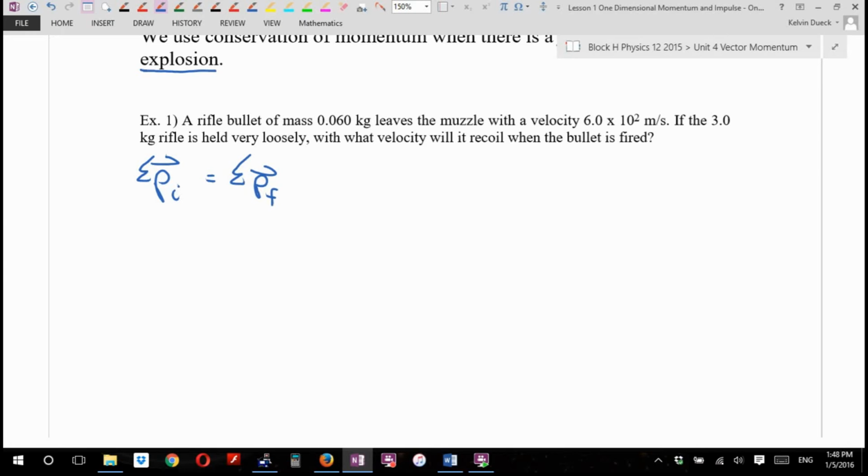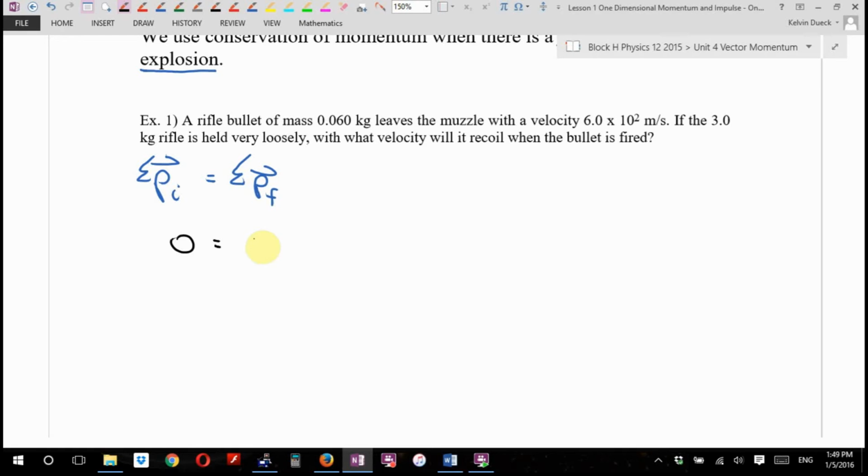And now I break it down. Before the explosion, what was moving? The gun, the bullet, both, or neither? Before you pull the trigger, what was moving? So how much momentum was there before the explosion then, if nothing was moving? Bang! We pull the trigger. After the explosion, what's moving? The gun, the bullet, both, or neither? Both. Stuck together or separate?